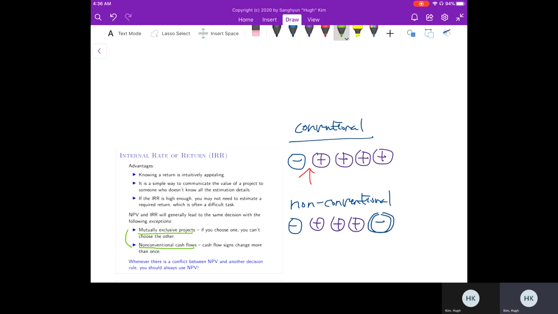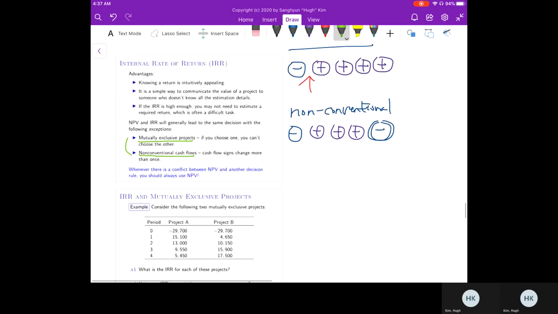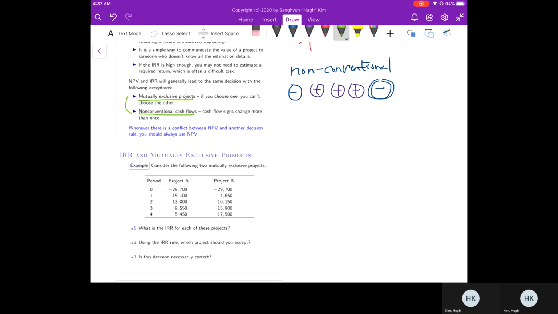Let's look at an example of mutually exclusive projects. Consider these two projects, and these projects are mutually exclusive, meaning that if you accept project A, then we have to reject project B and vice versa. So what is the IRR for each of these projects? If we compute the IRRs, we'll get the IRR for project A is 20.14%.